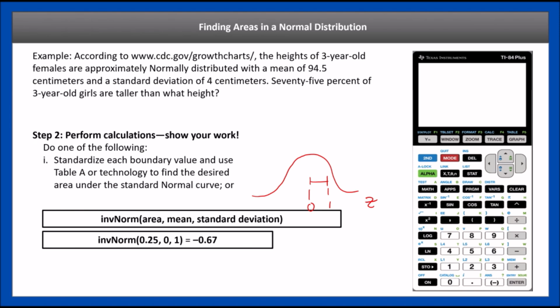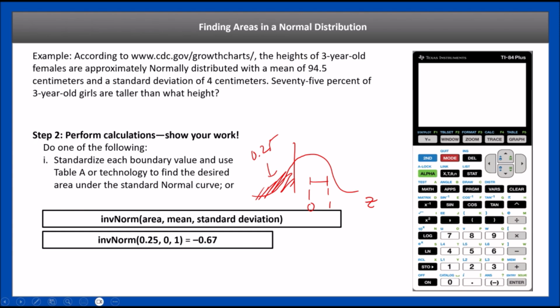Okay, so now that we got that, we know that the area is 0.25. It was the area, in this case, the area here, right? If we shaded it in the previous step, it was 0.25. So we provide that there. We provide the 0 and the 1, and we get negative 0.67.